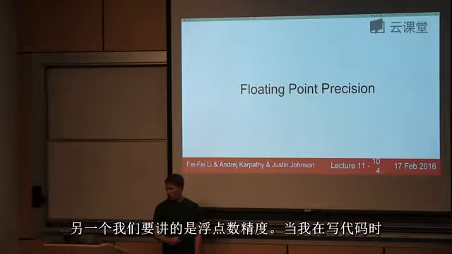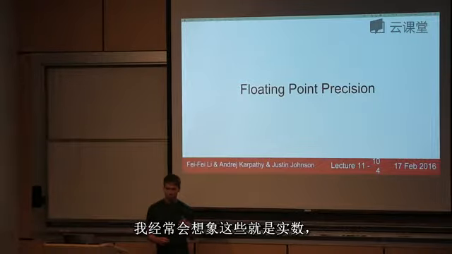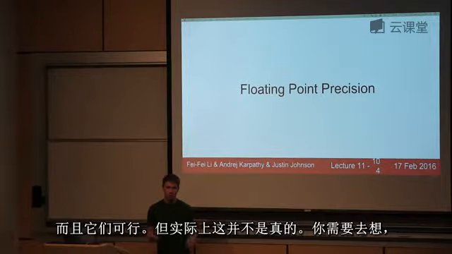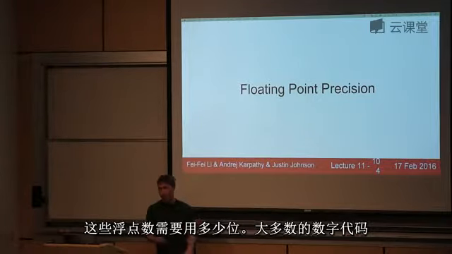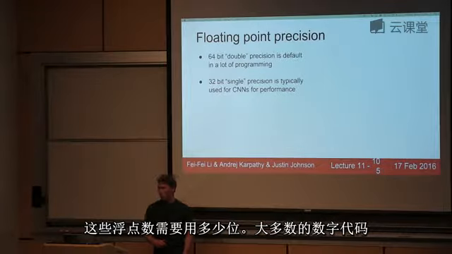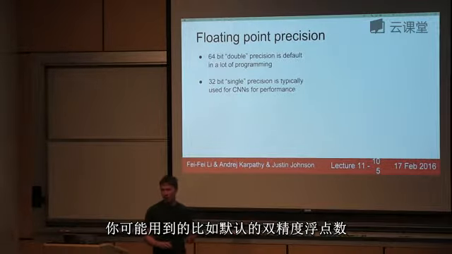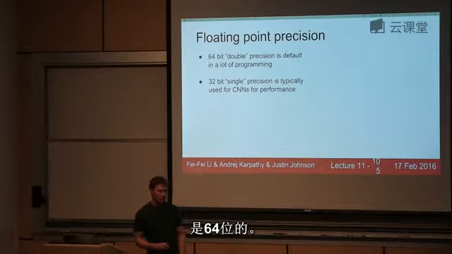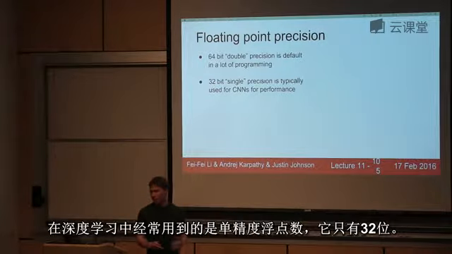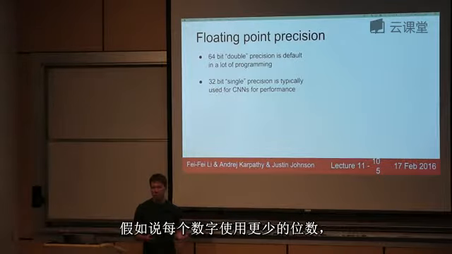So another thing we should talk about is floating point precision. When I'm writing code, a lot of times I like to imagine that these things are just real numbers and they just work. But in practice, that's not true, and you need to think about things like how many bits of floating point you are using. A lot of numeric code that you might write is with double precision by default, which is using 64 bits. More commonly used for deep learning is single precision, which is only 32 bits.